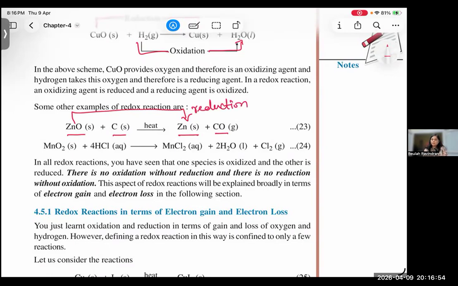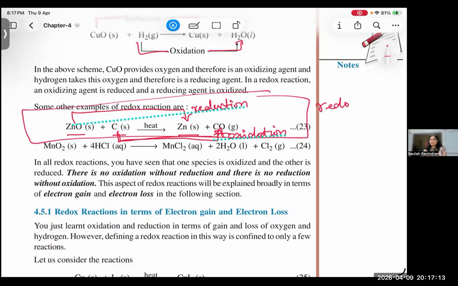Okay, what about here? Yeah, here also the same, reduction. Carbon to carbon monoxide, then it's oxidation. Clear or not? So both are in one reaction. So this is redox. Clear? Can you understand this?